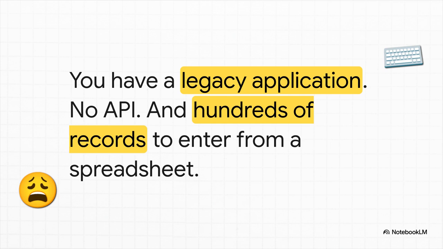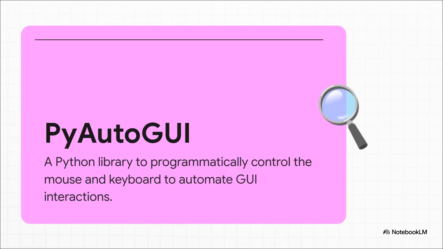But what if you could just write a script to do it all for you? Well, this is where PyAutoGUI comes in. It's a Python library for GUI automation, which is just a fancy way of saying it lets your code take control of your mouse and keyboard. You literally become the puppet master. Your script pulls the strings, it clicks buttons, it moves the mouse around, it types text into any application just like a person would, only way, way faster.